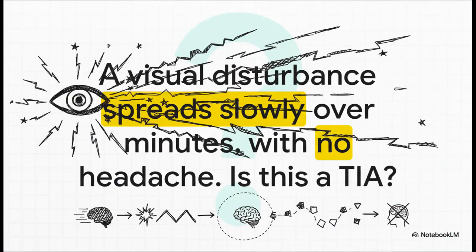So here's a classic one. A patient tells you they had this weird visual thing, shimmering lights that kind of slowly spread across their vision over a few minutes. Now, a lot of people's first instinct is TIA, right? A mini stroke. But hold on, is it really? The biggest clue is right there in the description, the timing, how it spreads.